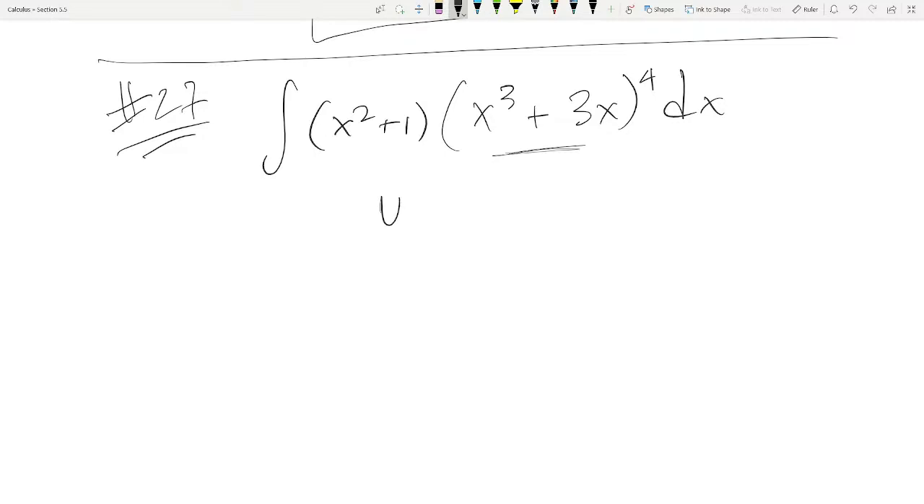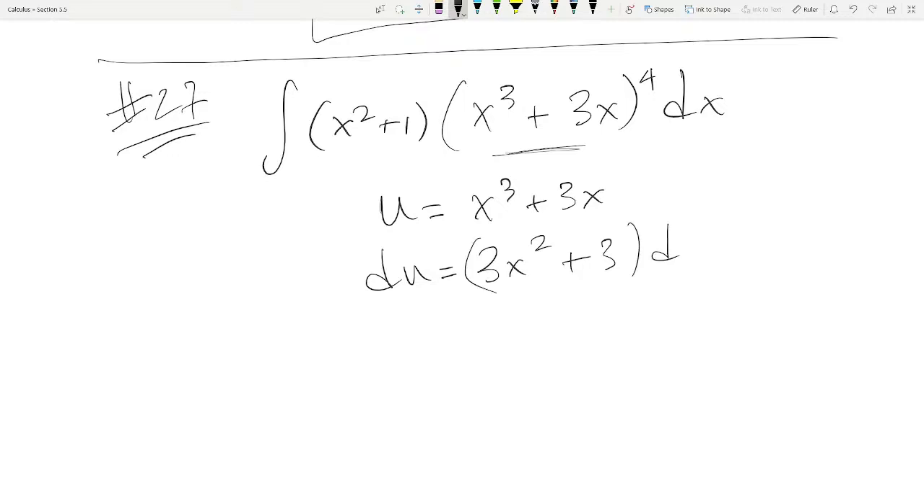Watch. If I pick u equal to x cubed plus 3x, then du is 3x squared plus 3, all times dx.